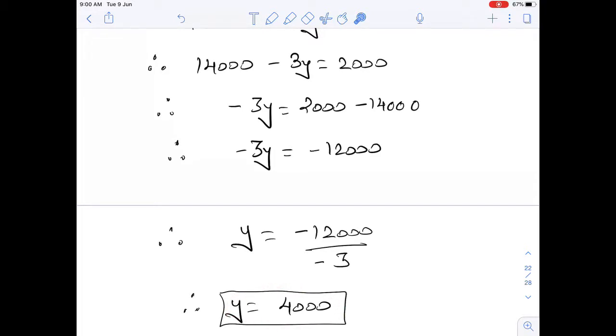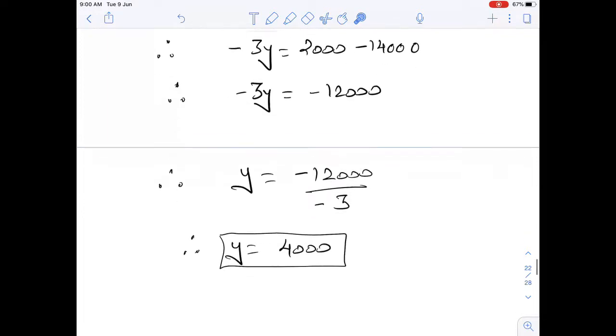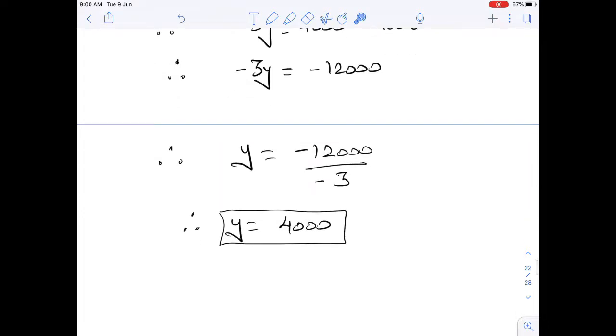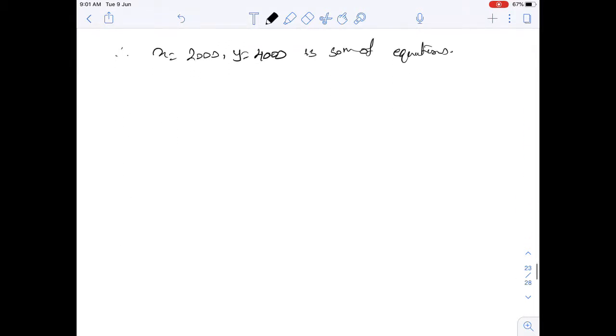So in this way we have to find this solution, by the elimination method. Final answer you can write here: therefore x equals 2000 and y equals 4000 is the solution of the given equations. Okay, now let us consider one more example.